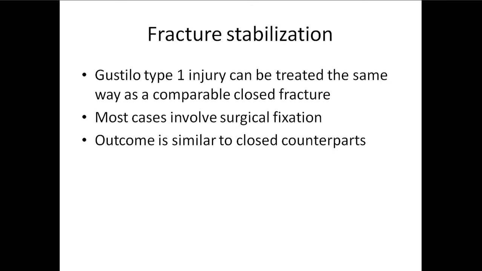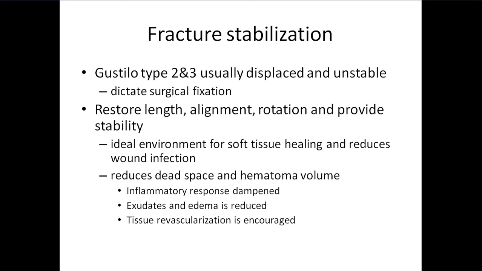In type 1 Gustilo-Anderson, it can be treated in the same way as a closed fracture, because the wound is very small, less than 1 centimeter. So once you properly debride and irrigate, then you can treat it like a closed fracture. Immediately you can fix it.